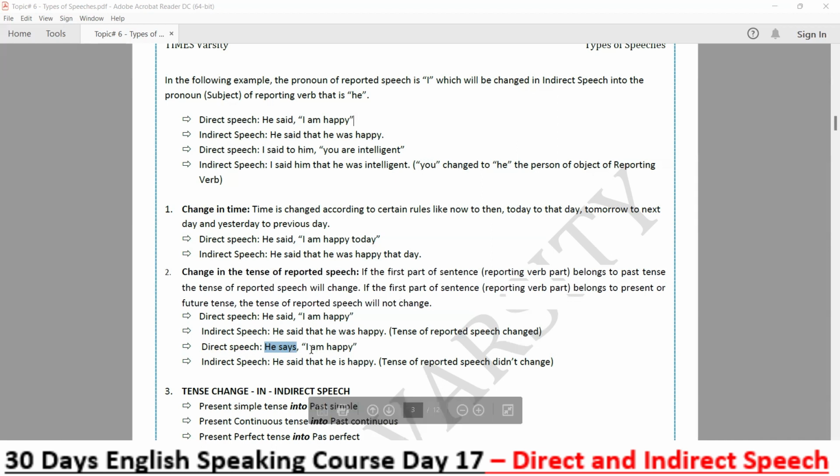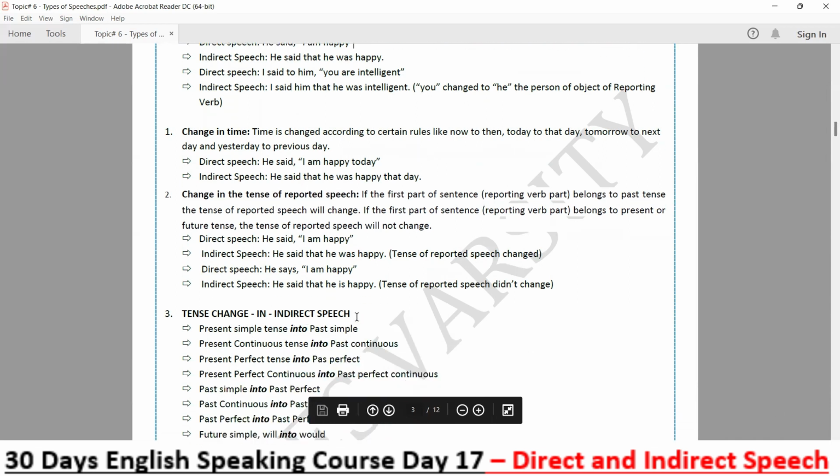He is happy. So here it is in present tense. So here it is also in present tense. You know why there is no change here? Because the reporting verb is in present tense. If the reporting verb is in present tense or future tense, the reported speech will be in the same tense. However, if the reporting verb is in past tense, then what happened? The reported speech will change. Okay, so we will look at some sentences.